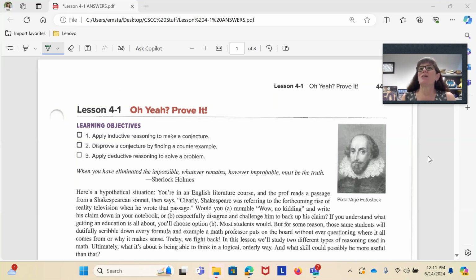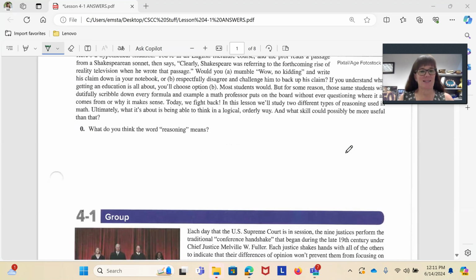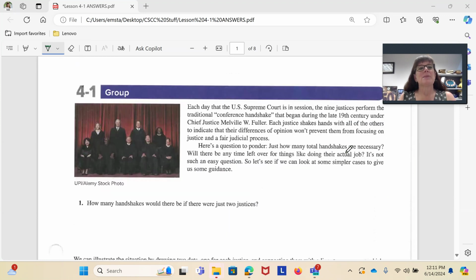This is on page 443 of your textbook, and it's titled, Oh Yeah, Prove It. We are going to be learning about inductive and deductive reasoning in this lesson, and it's the last lesson of this course. We're going to do a little bit of the group work before we do the classwork because there's some things we need from this to be able to do the classwork.